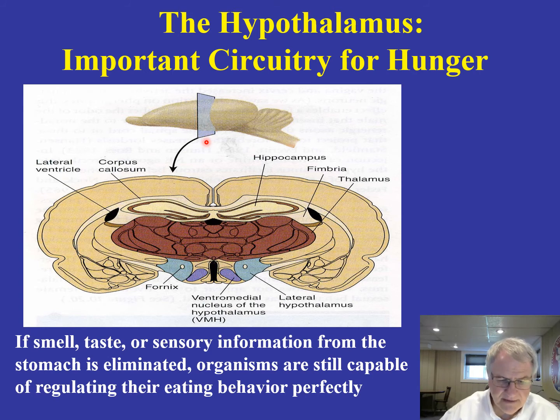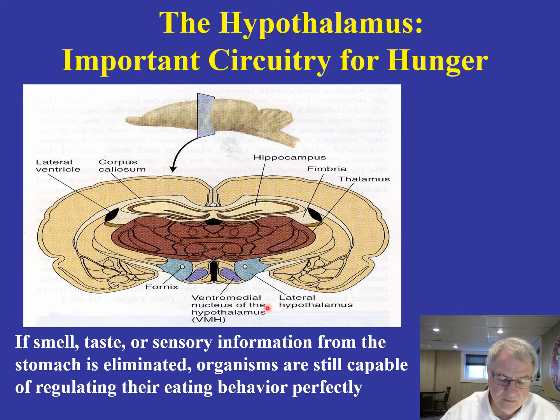If we eliminate smell and taste and other sensory information from the stomach, organisms are still capable of regulating their eating behavior just perfectly. And there seem to be two areas that are involved in this. The ventromedial hypothalamus, here and here. Again, these are the two hemispheres of the brain. Here's one, here's the other one.